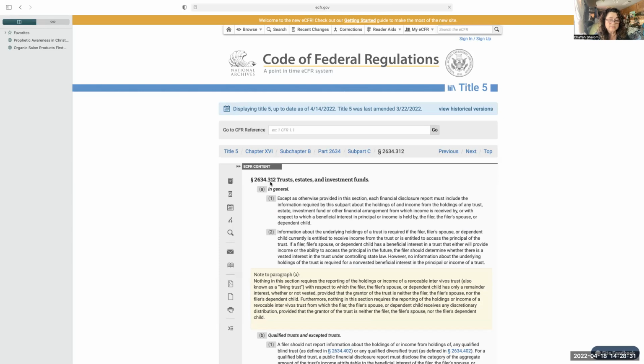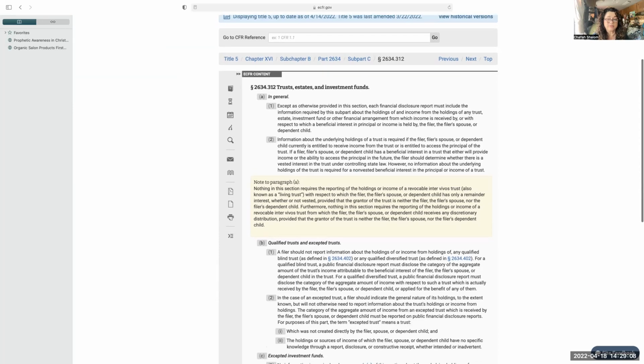So why are we looking at this? I'm just wondering. What are we looking at? Trust, estates and investment funds, number 1 in general, except as otherwise provided in the section, each financial disclosure report must include the information required by the subpart about the holdings of and income from the holdings of any trust, estate, investment fund, or other financial arrangement from which income is received by or with respect to which a beneficial interest in principal or income is held by the filer's spouse, or the dependent child.